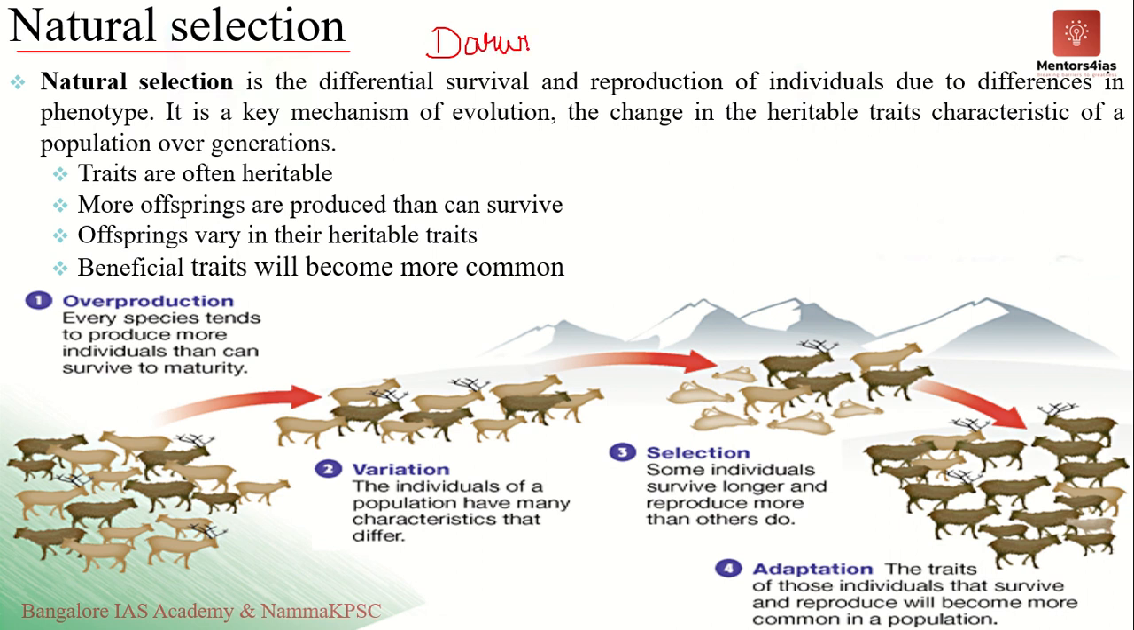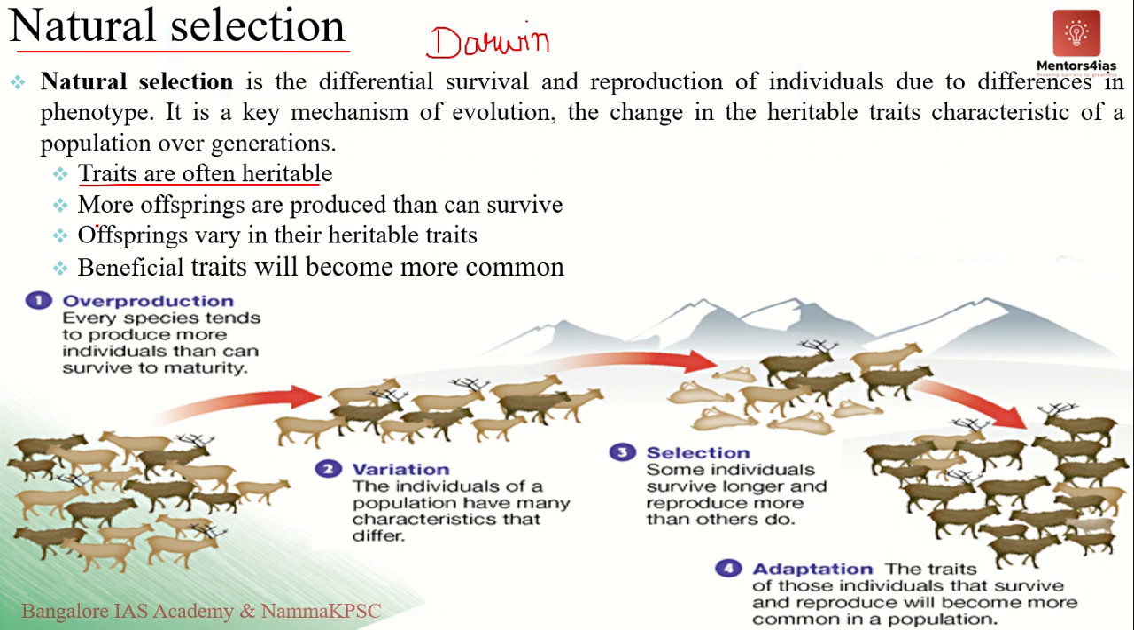The first point that we'll consider is that traits are often heritable. In living organisms, many characteristics are inherited, that is, passed on from one generation to another, from parents to offspring, where genes carry the information.